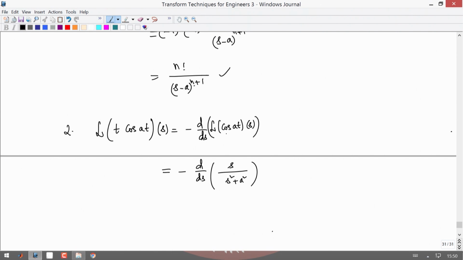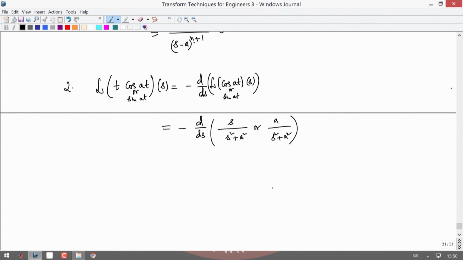If instead of cos you have sin at, then we will write either this or the other: sin at or cos at, both you can look at. So, either this or a divided by s^2 + a^2. This is what you have to do, either this or this, depending on cos at or sin at.